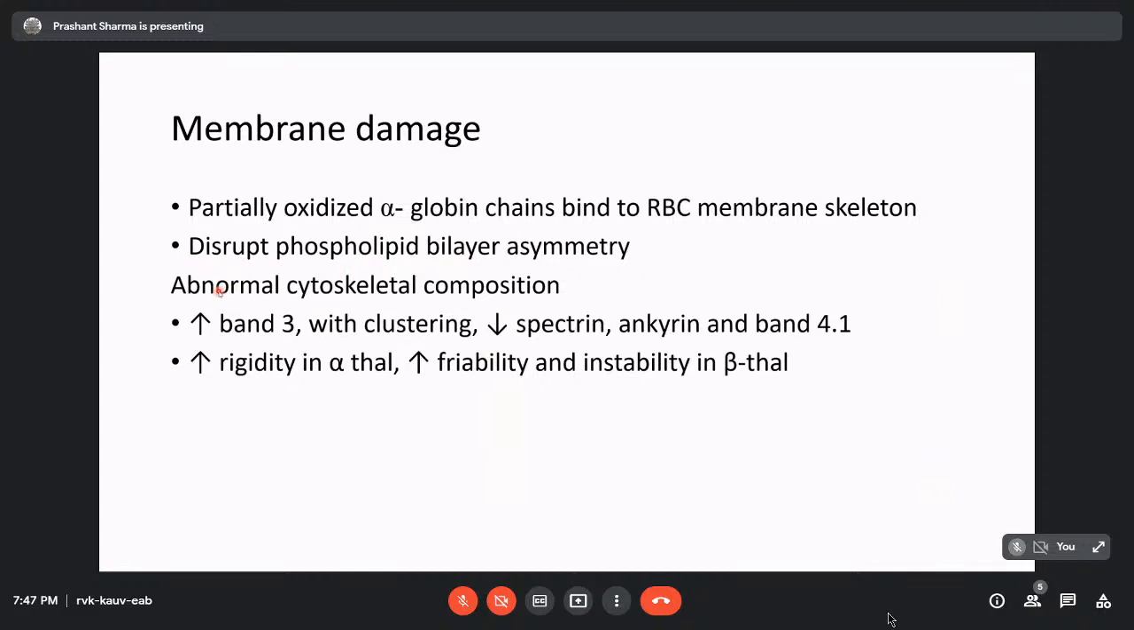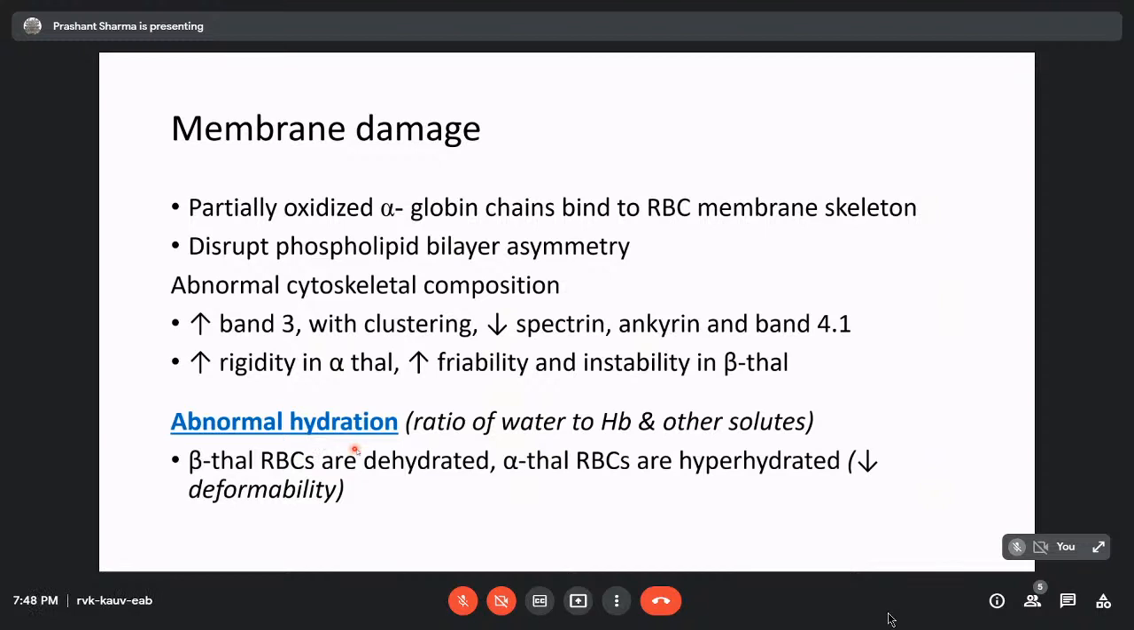It's been observed that thalassemic erythroblasts as well as red cells have abnormal cytoskeletal composition. There's an increase in band 3 and with clustering of band 3, which is normally an aging related change. There's a decrease in spectrin, ankyrin and band 4.1, again an aging related change. There's an increase in rigidity in alpha thalassemia, and there's an increase in friability and instability of the red cell membrane in beta thalassemia. There is also abnormal hydration of the red cell, by which we mean that the ratio of water to hemoglobin and other solutes in the cell is altered. The beta thal red blood cells are dehydrated, whereas the alpha thalassemia red blood cells are relatively hyperhydrated, but either way, it leads to decreased deformability and increased removal by the spleen.